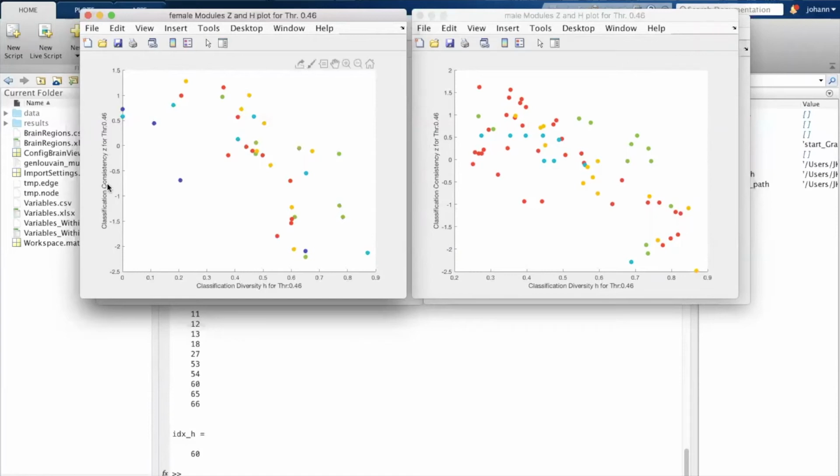Okay, here the dots seem a little bit fewer, the brain regions, but it can be that the Z and the H values for some regions are exactly the same or nearly the same, and then MATLAB is just plotting them or grouping them accordingly. So let me show you a different example of somebody who did the same analysis.